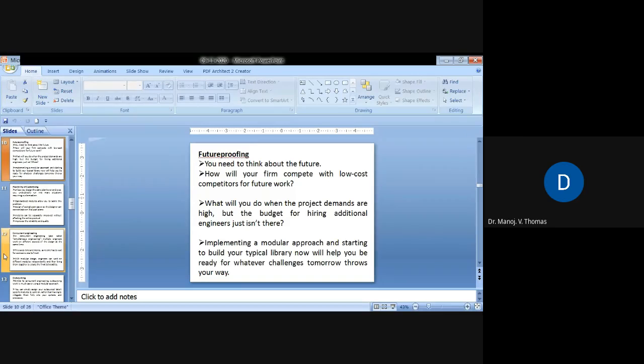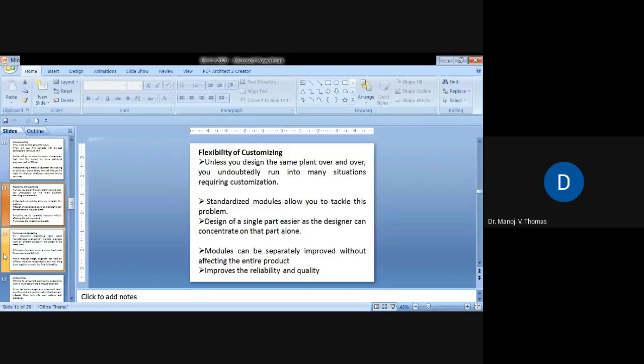How will your firm compete with low-cost competitors for future work? What will you do when the project demands are high, but the budget and time for hiring additional engineers are not enough? Implementing a modular approach and starting to build your typical library now will help you be ready for whatever challenge tomorrow throws your way, because whatever modification might come your way, you will be able to do that, because you have various modules, and you don't need to reinvent the wheel. You only need to customize, you only need to modify your existing modules to meet the change in the requirements of users in the future.